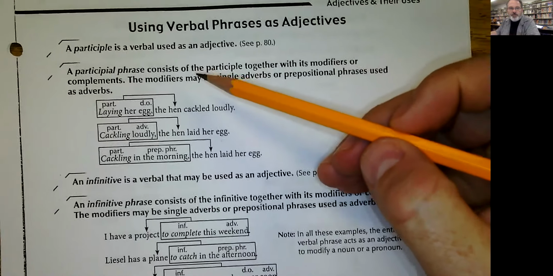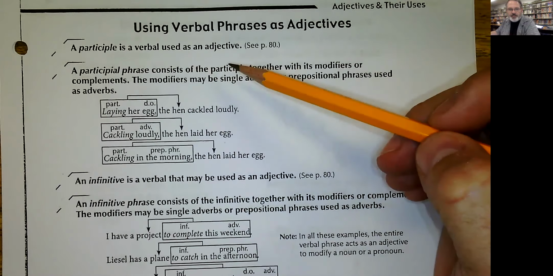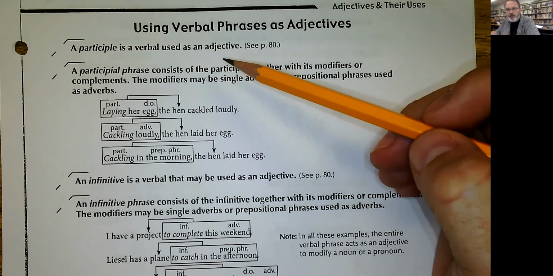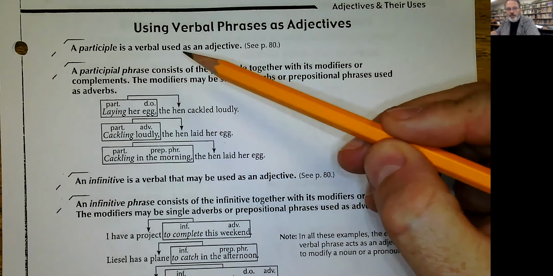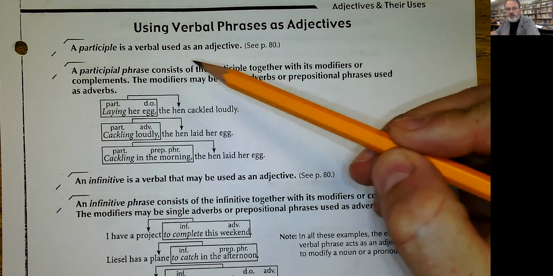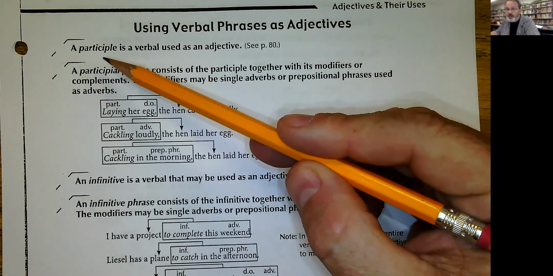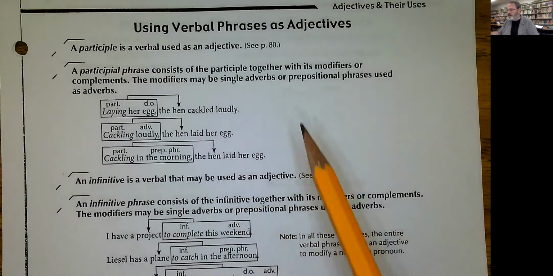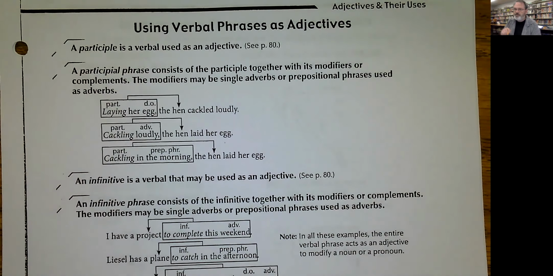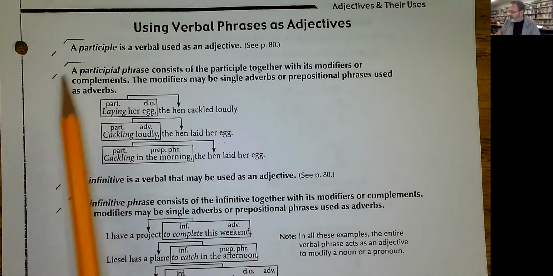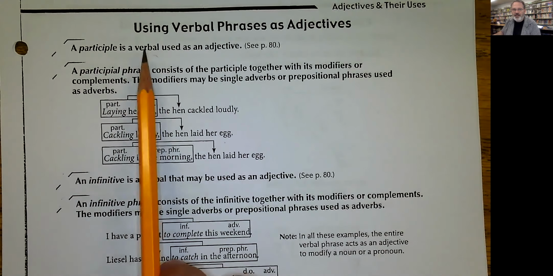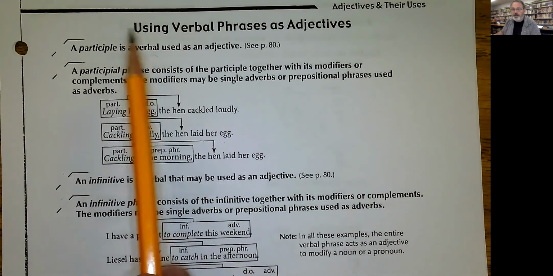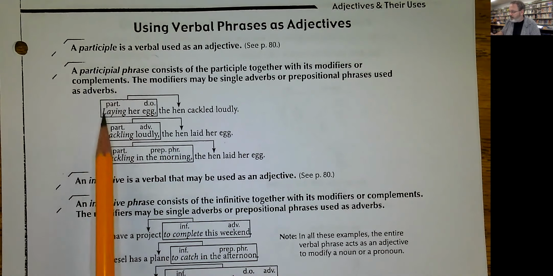A participle is a verbal used as an adjective. All right, well, we know that because participles are a type of verbal that's always an adjective. Much of the time it ends in ing, but it's not a gerund. Gerunds always end in ing, but gerunds are nouns. So this participle is an adjective. If you see a verb form and it's being used as an adjective, it's going to be a participle unless it starts with the word to, and then it'll be an infinitive.